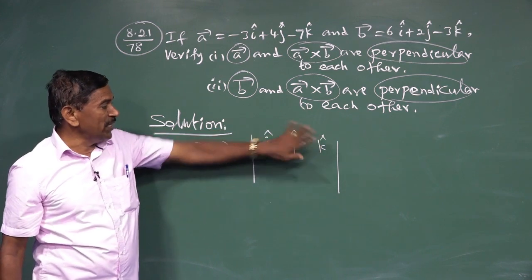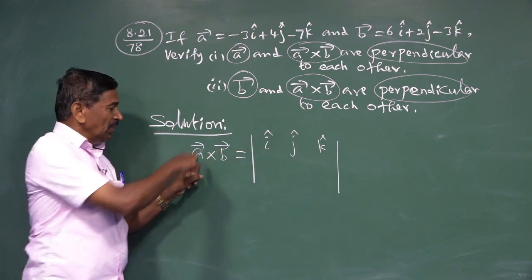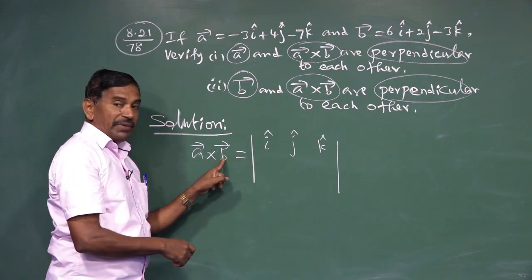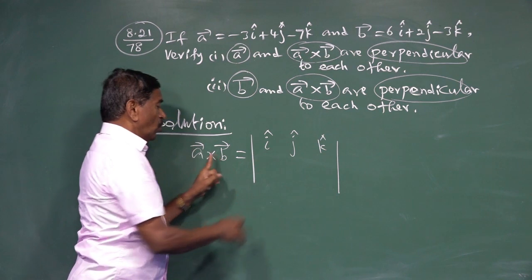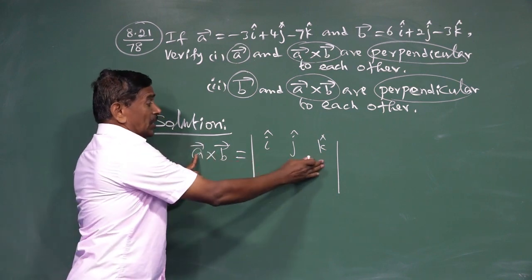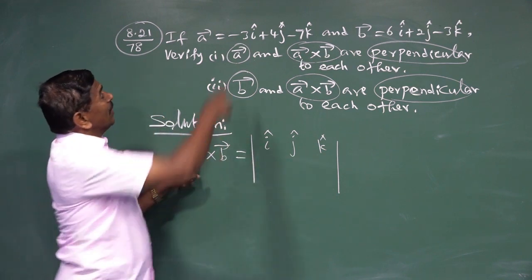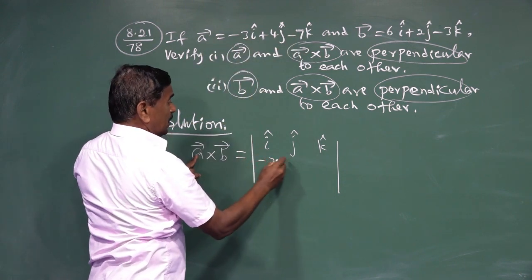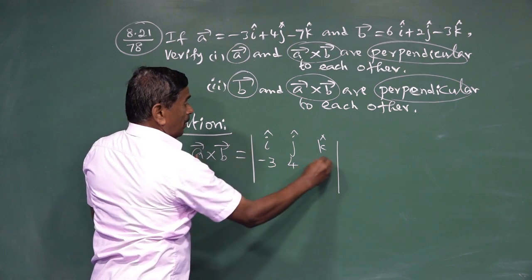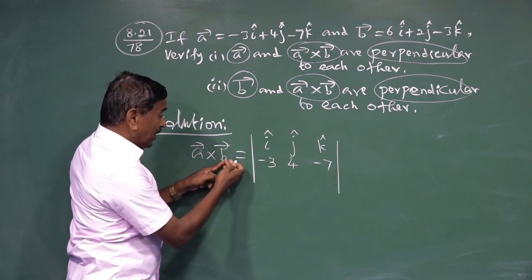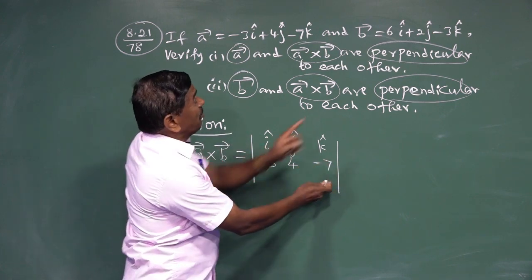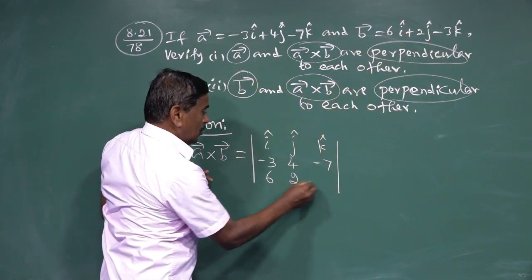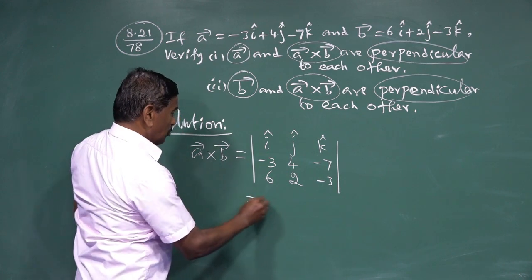First row i, j, k. Now here first is vector A, therefore vector A components go in the second row. Next, vector B components go in the third row. What are vector A components? Minus 3, 4, minus 7. Next, vector B components in the third row. Can you tell me what is the third row? 6, 2, minus 3.